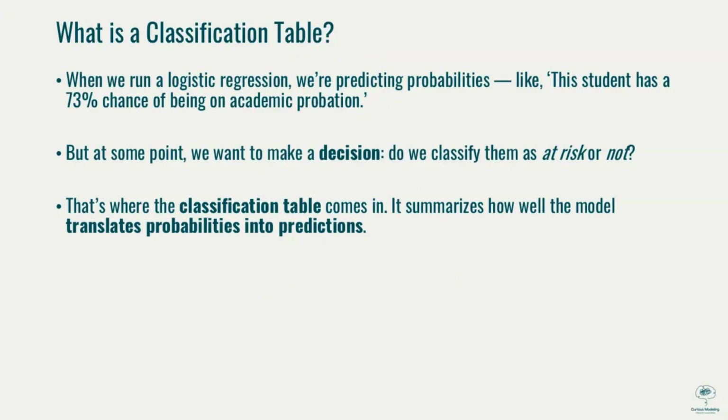So when we run a logistic regression, we're predicting probabilities. Like this is a student that has a 73% chance of being on academic probation. But at some point, we do have to make a decision. Do we classify them as at risk or do we classify them as not at risk? That's where the classification table comes in. It's going to summarize how well the model translates probabilities into actual predictions themselves.